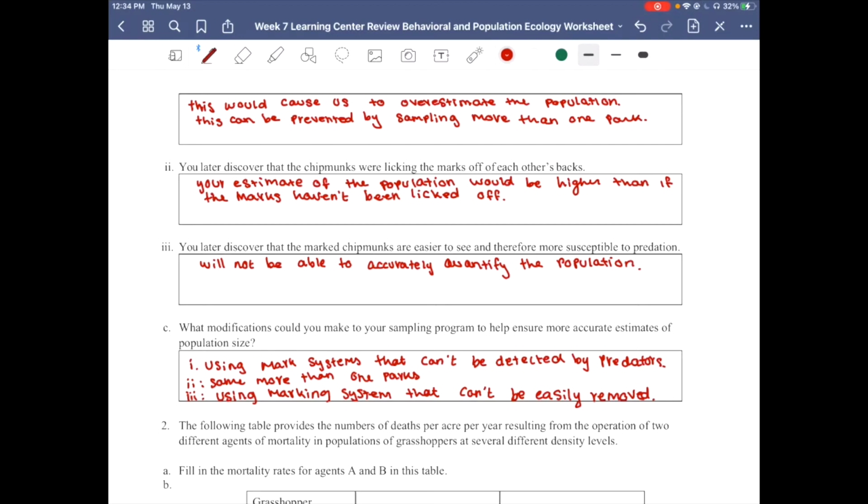All right, next we're going to be shifting gears a little bit. Instead of looking at population estimates, we're going to be looking at different levels of density, and how they change over time based on mortality rate.